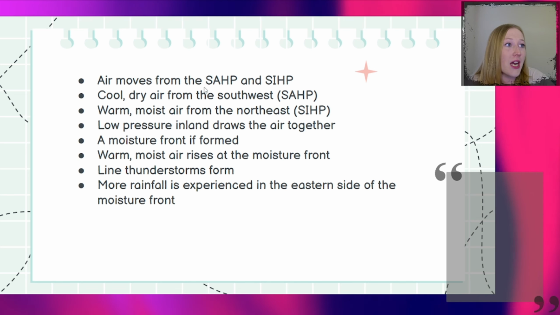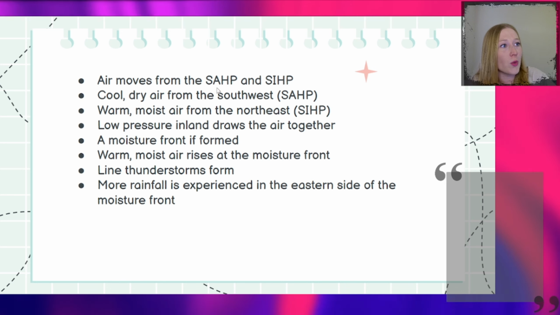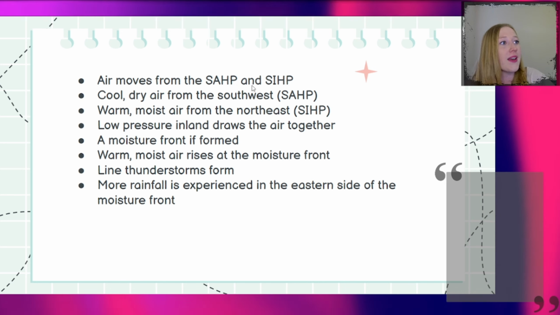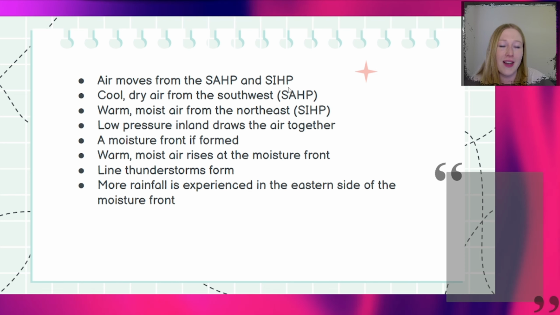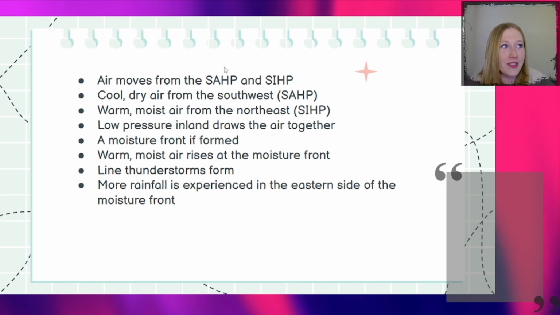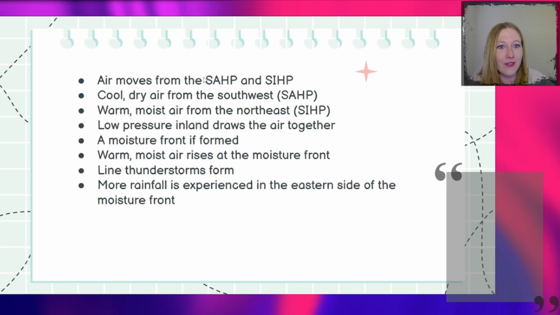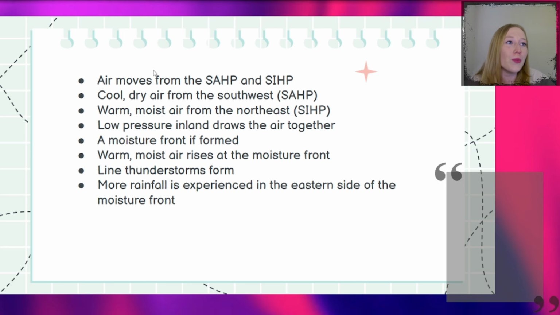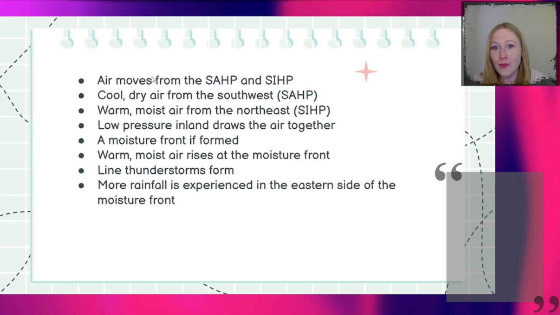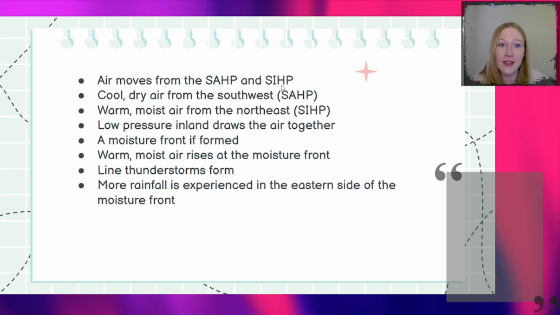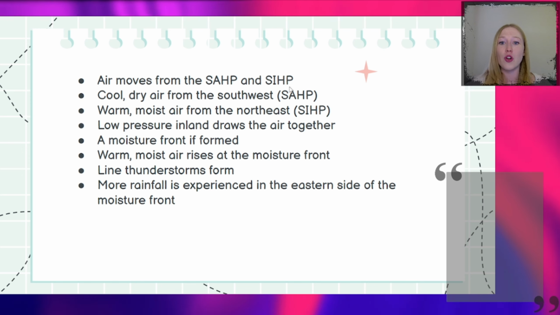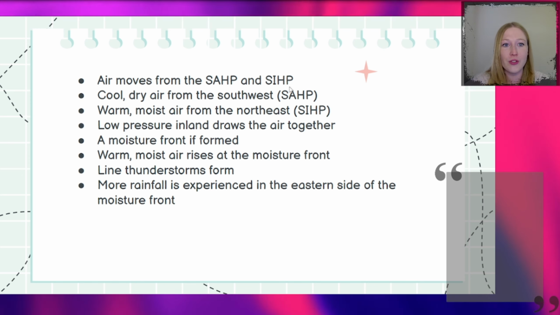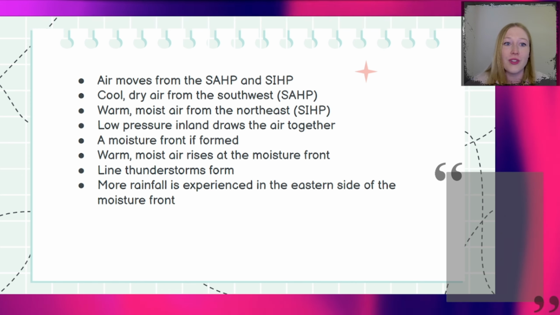So in this case, I've abbreviated it, but we have the South Atlantic high pressure and the South Indian high pressure. Okay, so I've abbreviated it, but in your exams, give the full name. The wind moves away from the high pressure, the South Atlantic high and the South Indian high, and they converge and move in towards the low pressure over the interior.